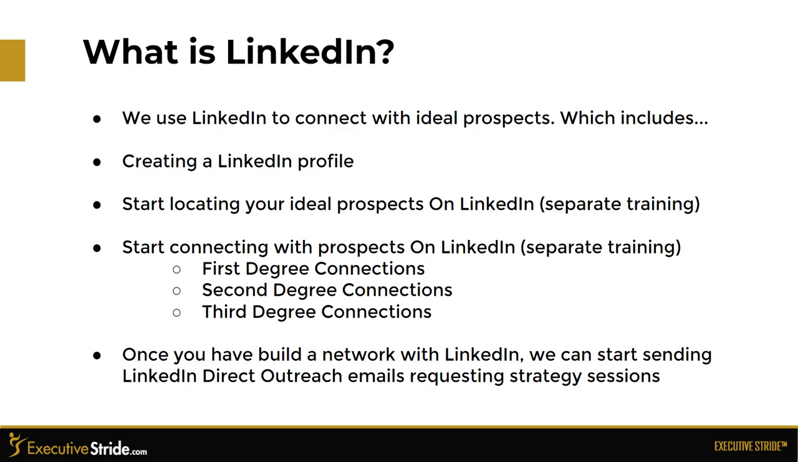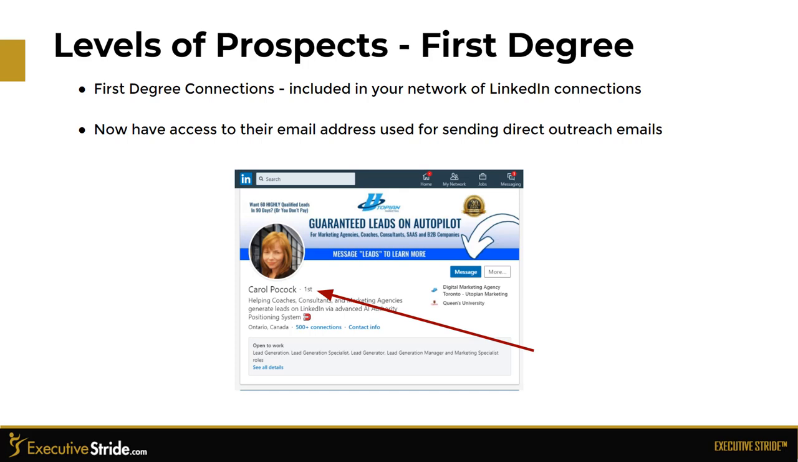So the levels of prospects, we have first degree connections. So first degree connections are included in your network of LinkedIn connections. Now you have access to their email, which we used for sending direct outreach emails to. Okay, now this is a setting at this point where they can choose to share their email or not, but some do, some don't. But now if they do have that feature turned on, you'll have access to their email. All right, so as you can see, the way to tell if it is a first degree connection is you will see this first icon right here.